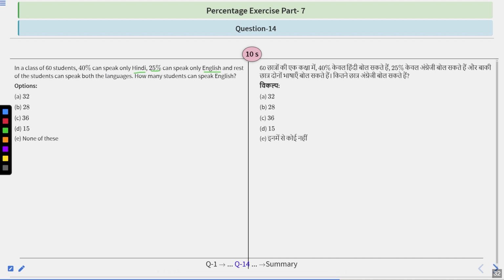Next question. In a class of 60 students, 40% can speak only Hindi, 25% can speak only English, and the rest of the students can speak both languages. How many students can speak English? You have 5 options and 10 seconds to solve this question. Your time starts now.